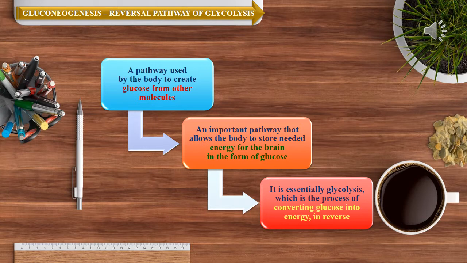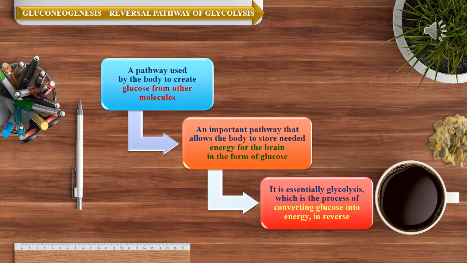It is essentially glycolysis, the process of converting glucose into energy, in reverse. By means of gluconeogenesis, glucose is synthesized and this glucose is oxidized to give energy by glycolysis and TCA cycle, so as to get complete energy from glucose to the body. Mainly the brain receives energy by the formation of glucose through gluconeogenesis, and it is a reversal pathway of glycolysis.